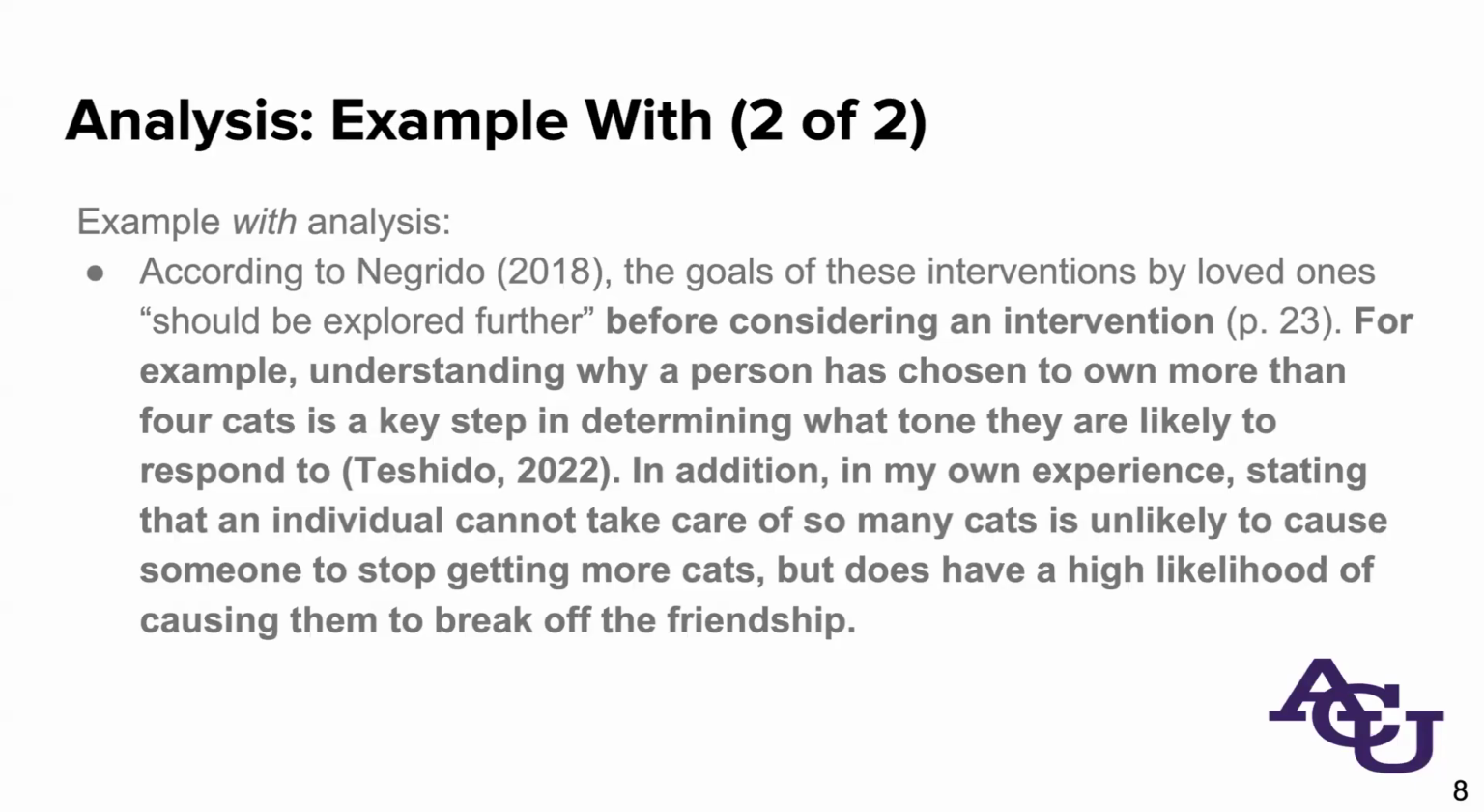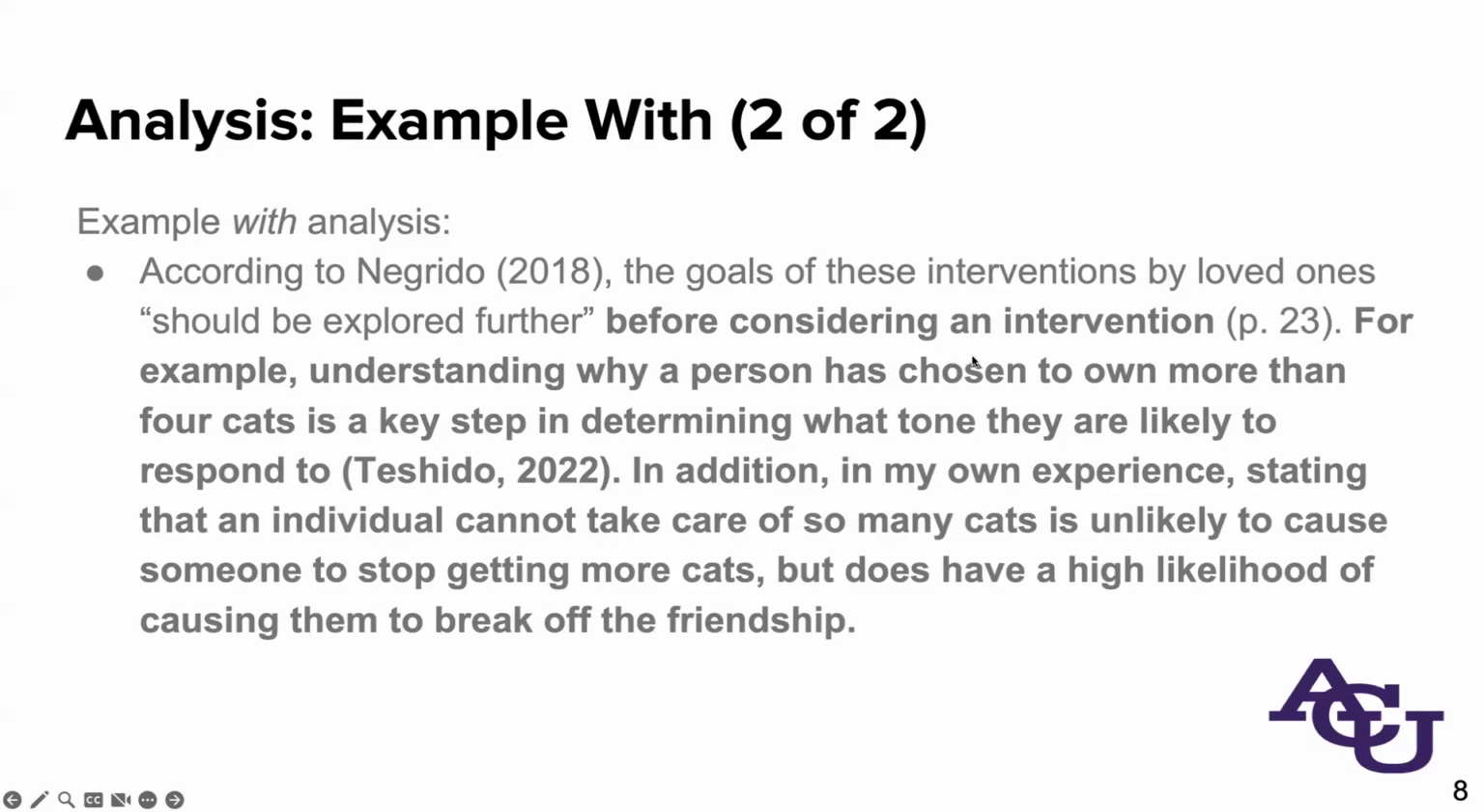According to Negrito 2018, the goal of these interventions by loved ones should be explored further before considering an intervention. For example, understanding why a person has chosen to own more than 4 cats is a key step in determining what tone they are likely to respond to. In addition, in my own experience, stating that an individual cannot take care of so many cats is unlikely to cause someone to stop getting more cats, but does have a high likelihood of causing them to break off the friendship. True story.